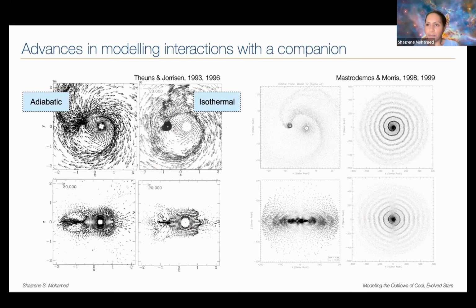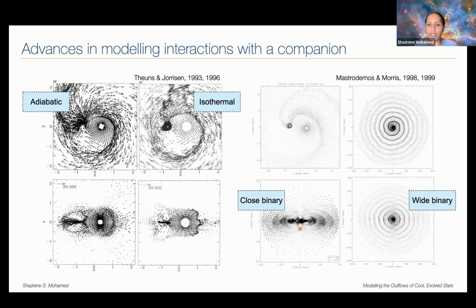Mastrodemos and Morris expanded the parameter space. They included more physics. They still have basically a freely expanding wind, even though they calculated in a different way. They calculated close orbits and very wide orbits, so close binaries and wide binaries. This is what it looks like face on. Again, you see the formation of an accretion disk and spiral arms. And then for the very wide binaries, you see these Archimedes spirals.